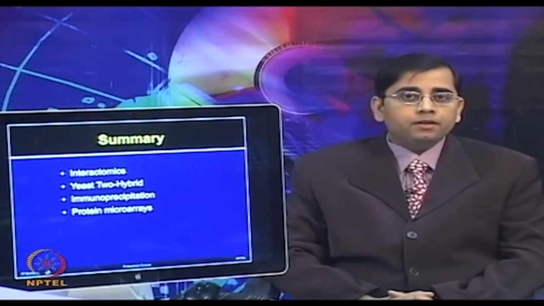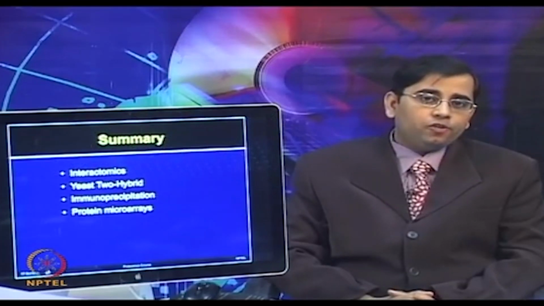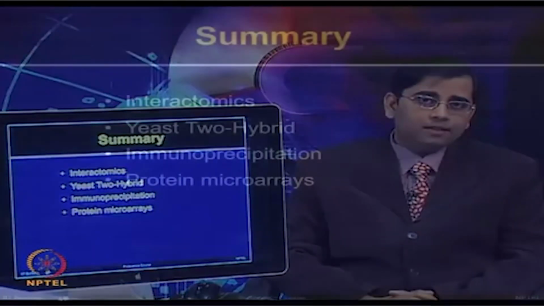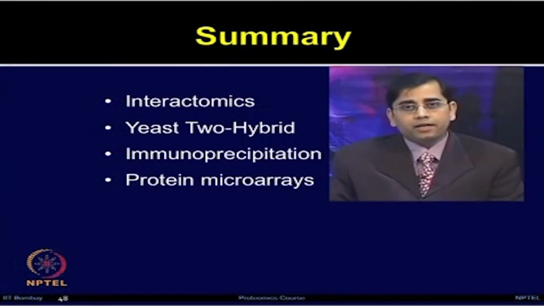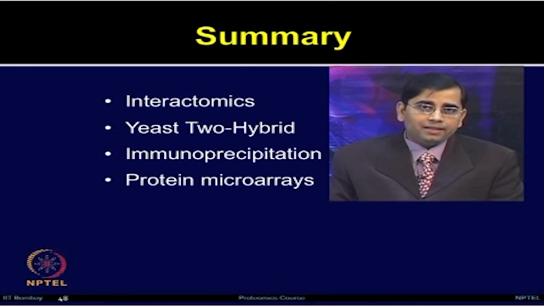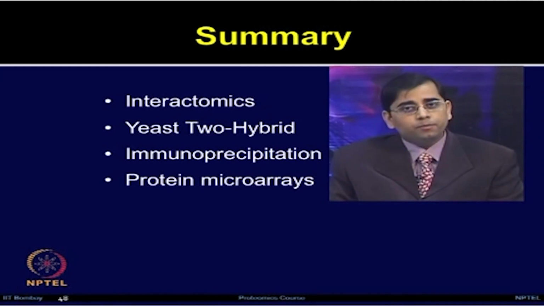So, in summary, today we discussed the significance of studying interactions in the field known as Interactomics. We discussed different types of traditional methods which have been used for studying these protein interactions, such as yeast two hybrid and immunoprecipitation. Then I have shown you a variety of platforms currently being used for studying proteins in a high throughput manner by using protein microarrays.